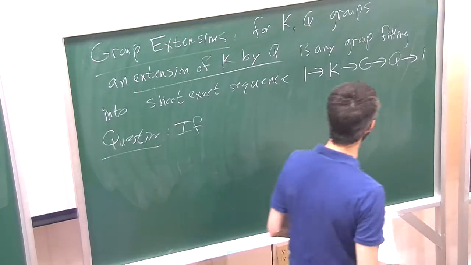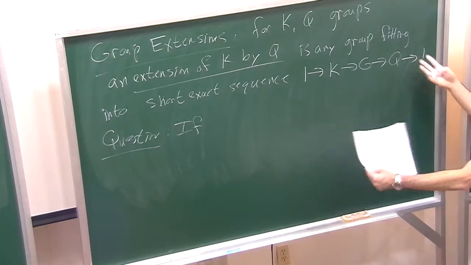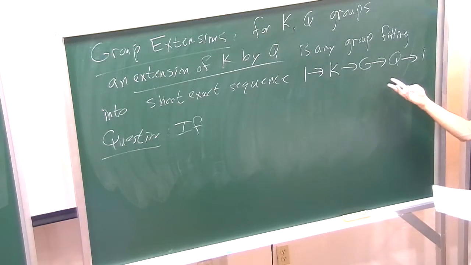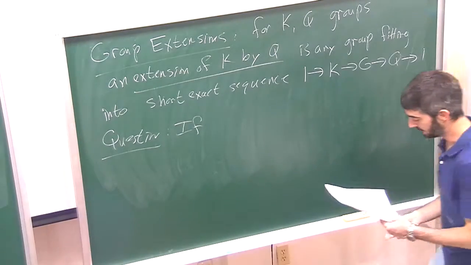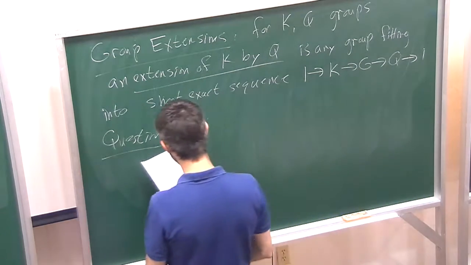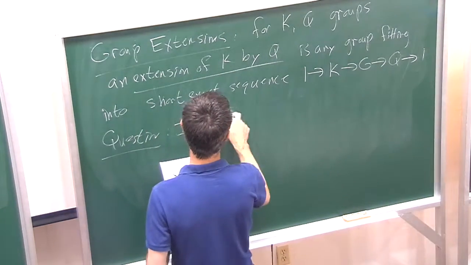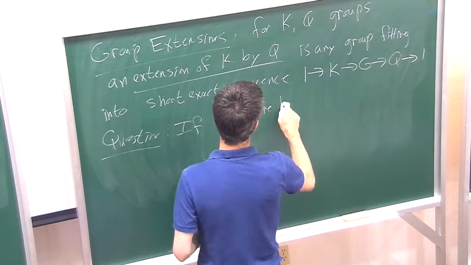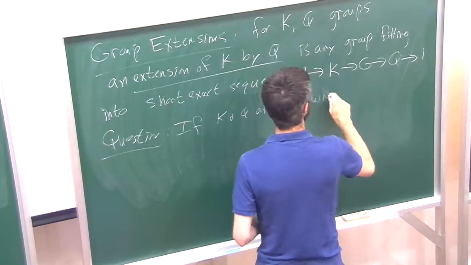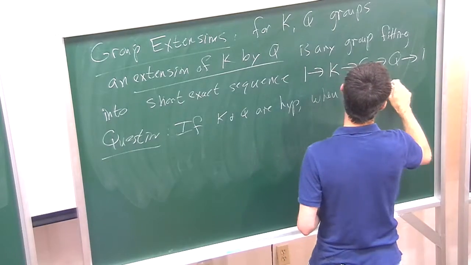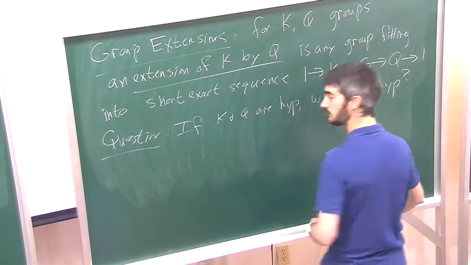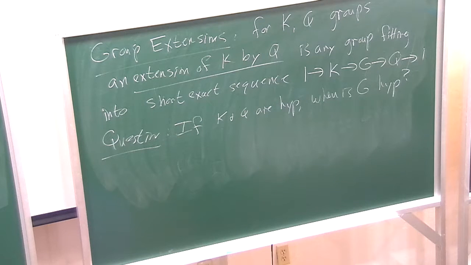So I think of this as I have my groups K and Q, and I'm combining them in some way to build G. Okay, so that's the idea of an extension, some way to build some group G out of K and Q. So if K and Q are hyperbolic, when is G hyperbolic? That's the kind of question we want to now get at. Now that we learned about hyperbolic groups and that they're the best, we really want to build more of them.